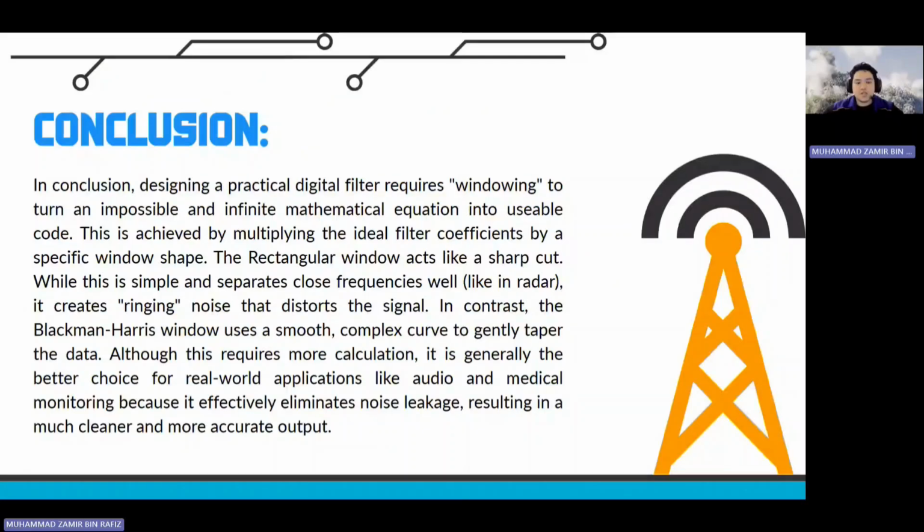In contrast, the Blackman-Harris window uses a smooth, complex curve to gently taper the data. Although this requires more calculation, it is generally the better choice for real-world applications like audio and medical monitoring because it effectively eliminates noise leakage, resulting in a much cleaner and more accurate output.